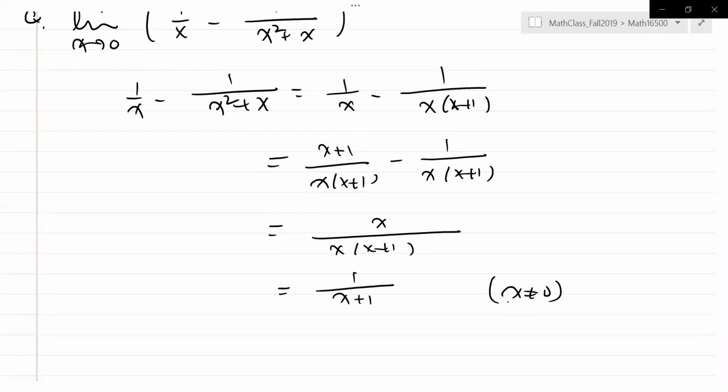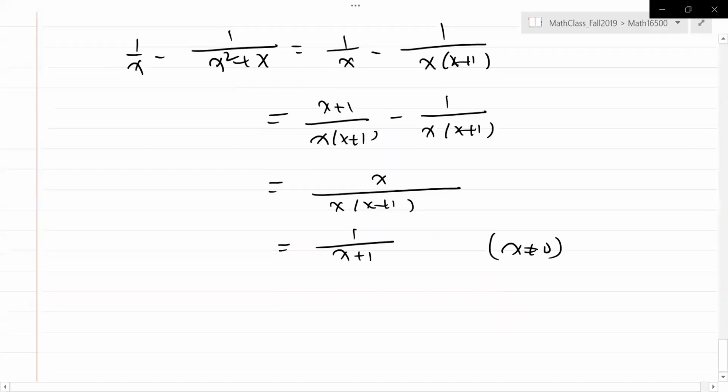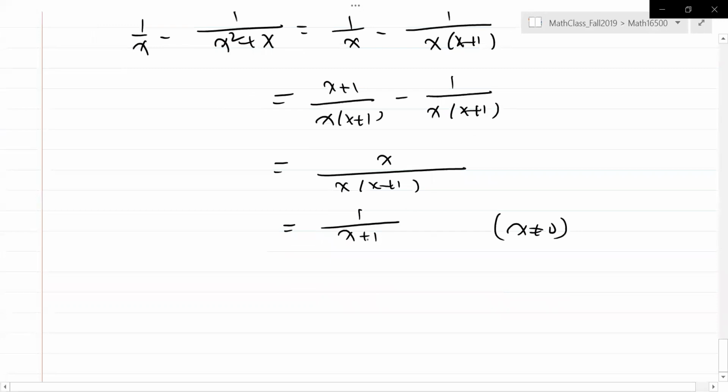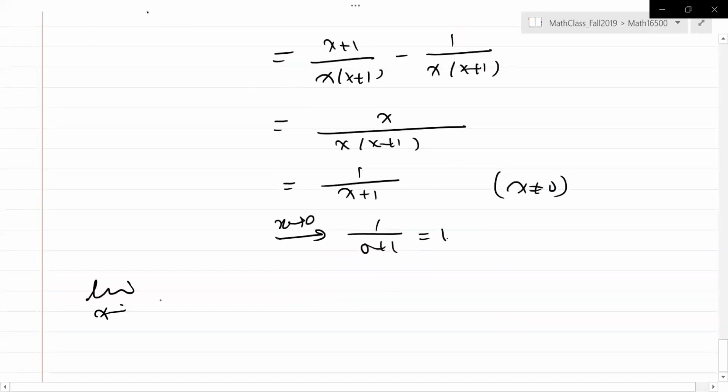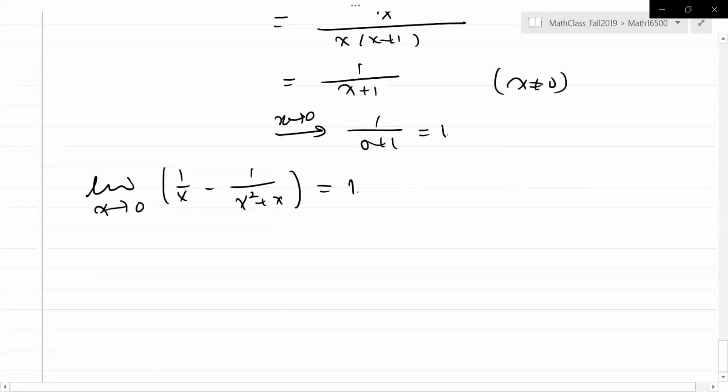So now as x approaches 0, you just need to focus on 1 over (x plus 1). What is that limit? Simple. Just plug 0 in for x. You can evaluate, then you get the limit. So the limit is going to be 1. All right, so let's move on.